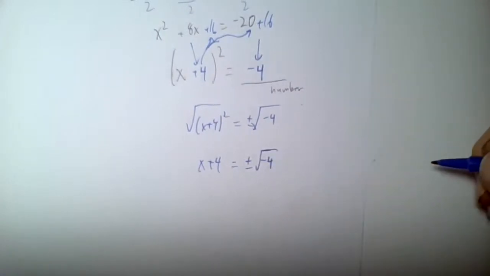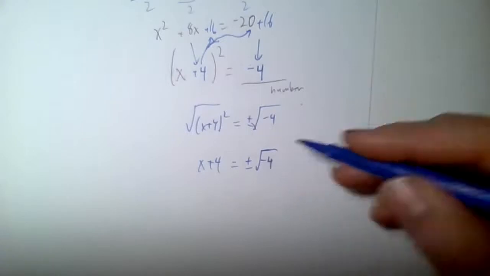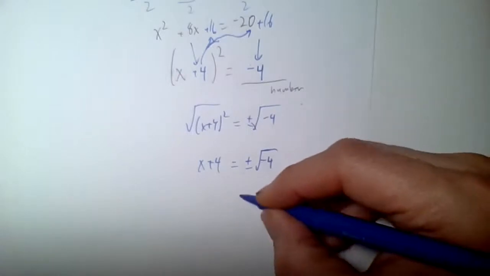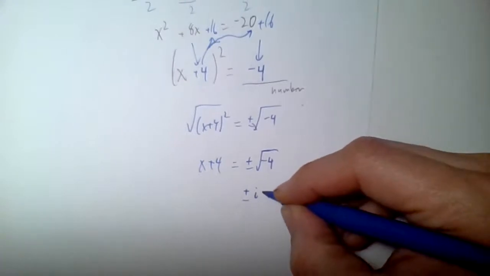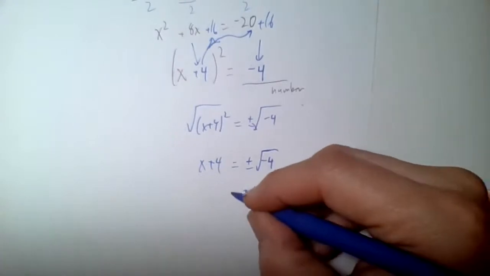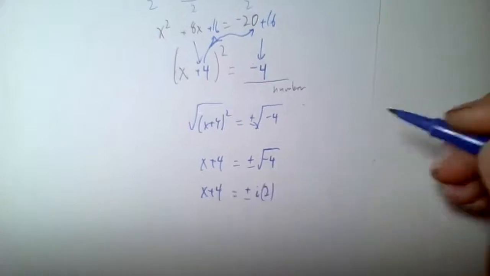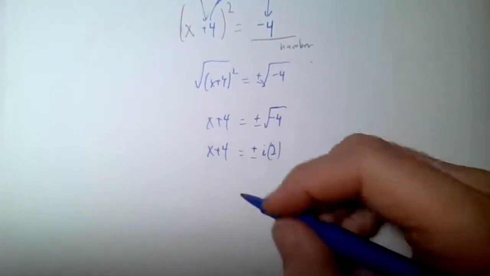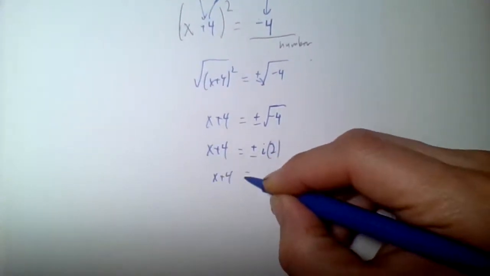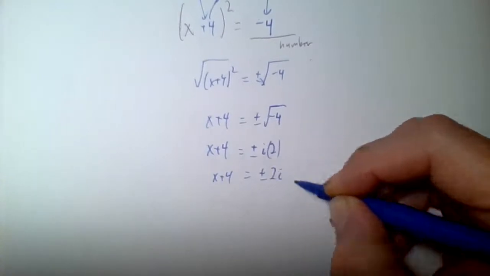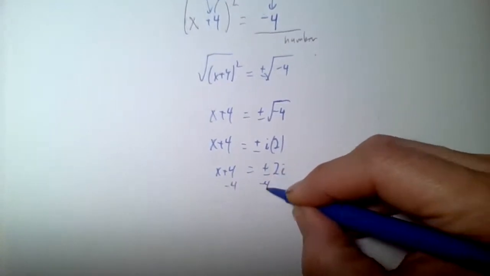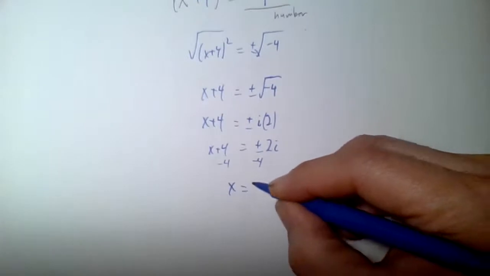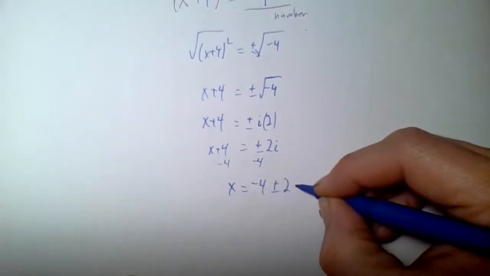So in simplifying that radical, we can have different things happen, including complex values, because the square root of negative 4 is not a real number. It's got that negative 1 times 4. So it simplifies to i times 2. x plus 4 is plus or minus i times 2, or plus or minus 2i, and then subtract 4 from both sides. We have x equals negative 4 plus or minus 2i.